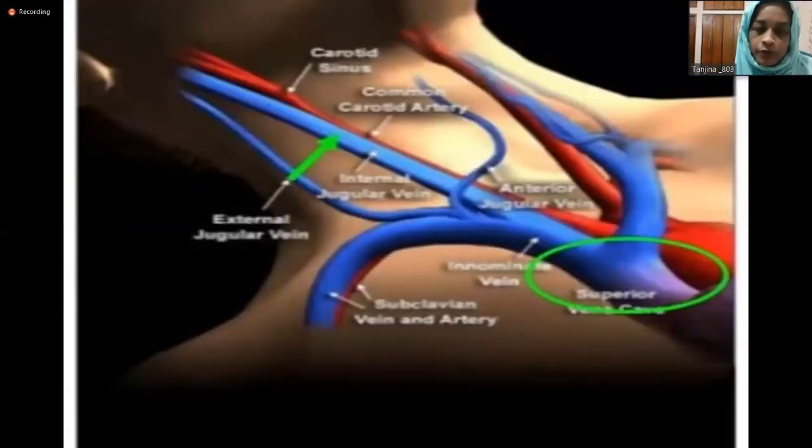Before going to jugular venous pressure, we will show some anatomical position of the jugular vein and carotid artery. This is the anatomical position of the external jugular vein, and this is the internal jugular vein.